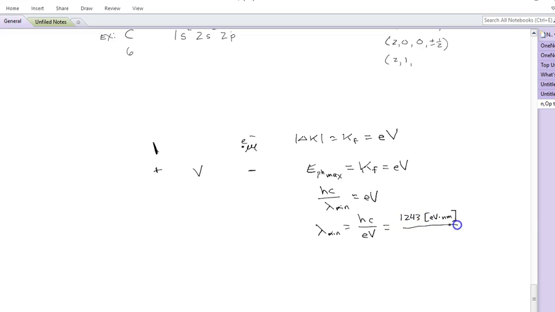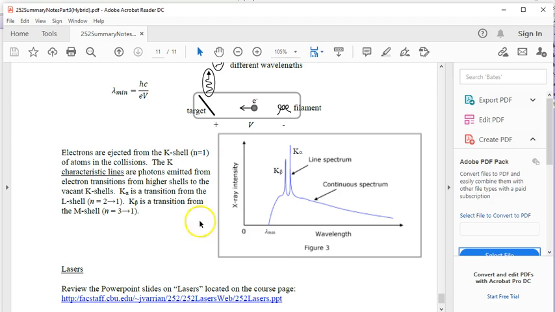Okay, so you can write this equation like that. Notice that what's going to determine the minimum wavelength is the tube voltage, and only the tube voltage. It's an interesting result because it doesn't depend on what type of metal target you're using. It just depends on the tube voltage. So that's what you see right here in the summary notes.